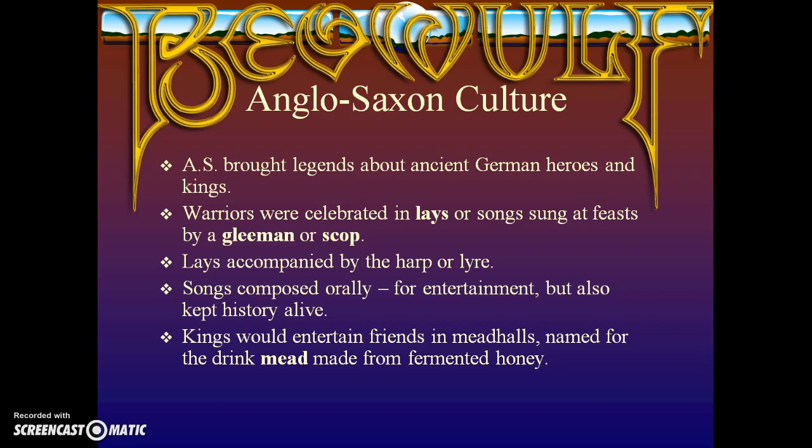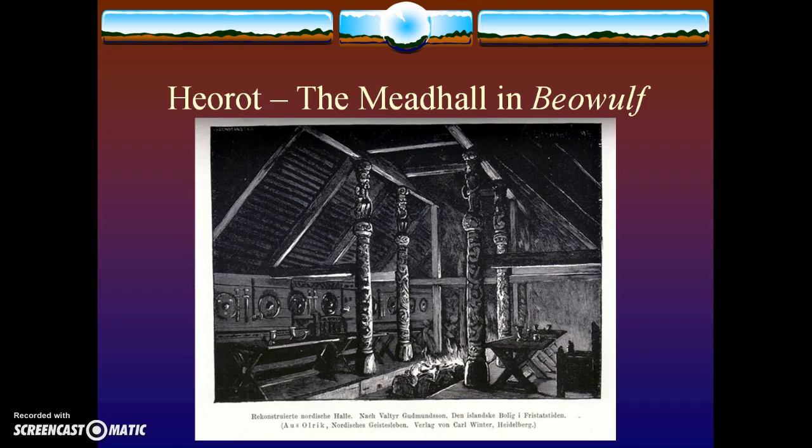But they also used these historical stories as entertainment. Kings would be entertained, and they would entertain their friends in mead halls, named for the mead drink that they had from fermented honey. So, in the mead hall, you'd have gleemen, scops, and bards singing and telling stories. And stories that they might share include Beowulf, which is what we're going to read. So as we read Beowulf, you can imagine it being originally told in a mead hall that looks like this.